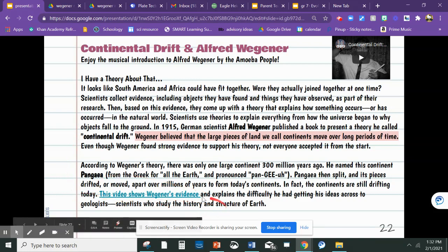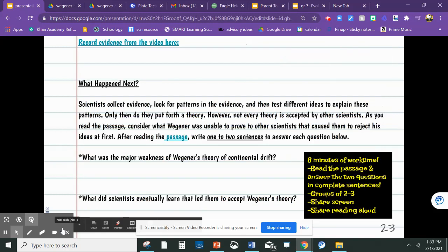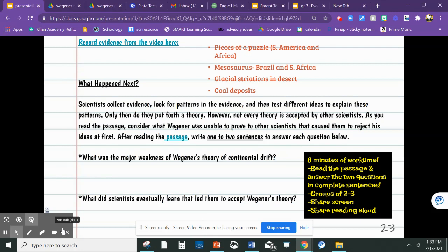One of the things we'll have watched in class, and I can't show the video because it's linked through a different website through PBS Media, is this video that shows Wegener's evidence. Evidence in the video includes how South America and Africa really do look like pieces of a puzzle that fit together. There's the appearance of Mesosaurus, a fossil found in Brazil as well as South Africa, how there are glacial striations or scratches in rock in the desert, which doesn't really make sense, and then how coal deposits are located in Arctic regions, but for coal to form, it needs to be in a tropical location.